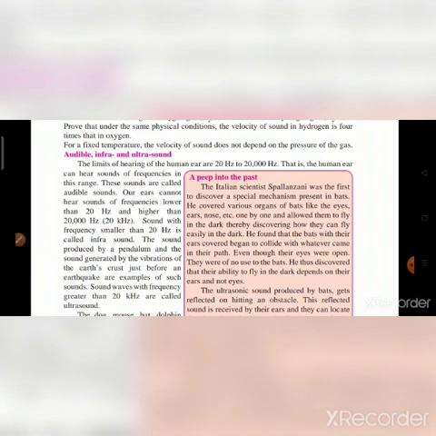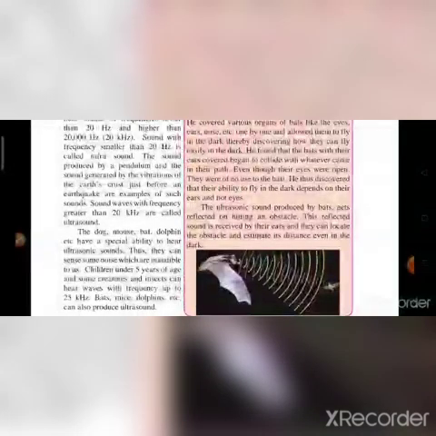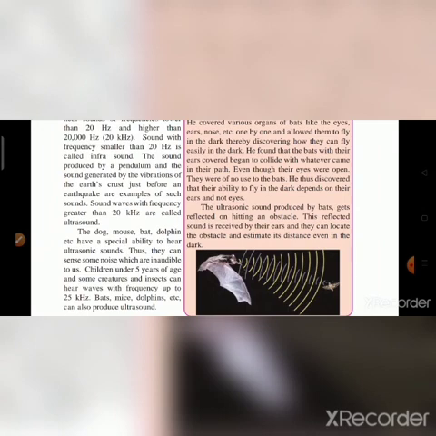So you have to remember all the examples and the values and the frequencies of the same. Sound with frequencies greater than 20 kHz is called ultrasound. A dog, mouse, bat, dolphin, etc. have a special ability to hear ultrasounds. Thus, they can sense more noises which are inaudible to us. Children under 5 years of age and some creatures and insects can hear waves with frequency up to 25 kHz.